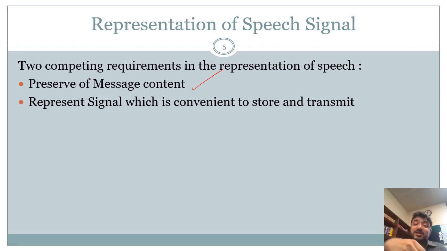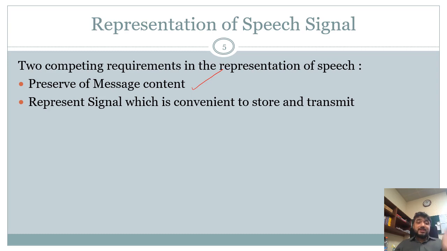However, there is a competing requirement: if we want to preserve the message content completely, usually the size of the representation grows. So if you're storing a file on your computer, if you want to store it in a very high quality that would preserve the message content, that would preserve more than what we actually need for most of the tasks. However, the file sizes would be huge, which means that it would be difficult to store it and difficult to transmit it.